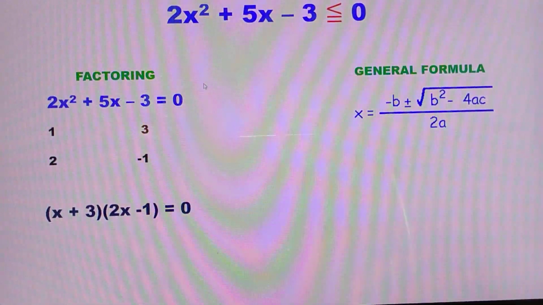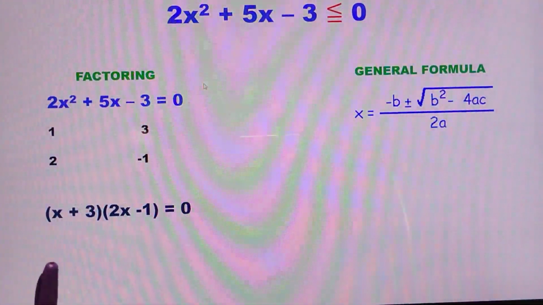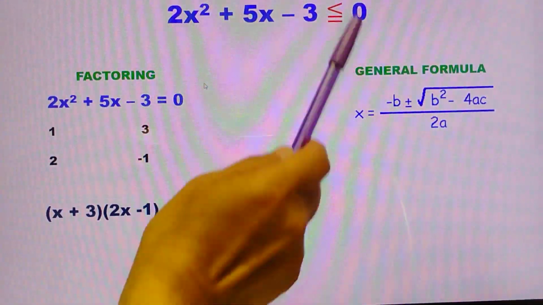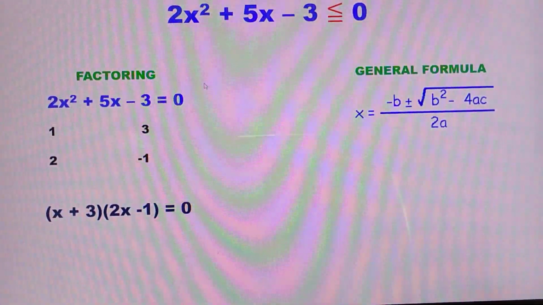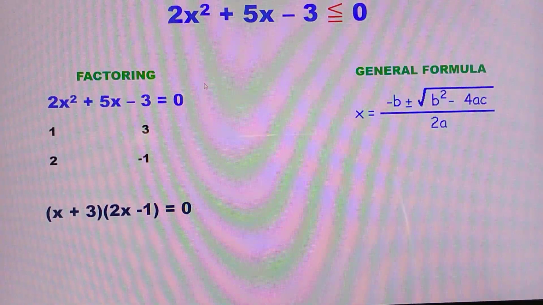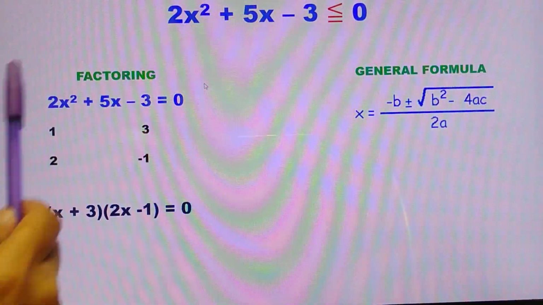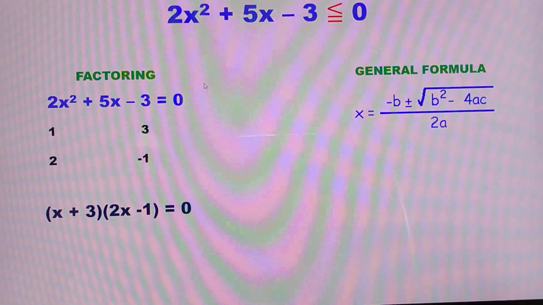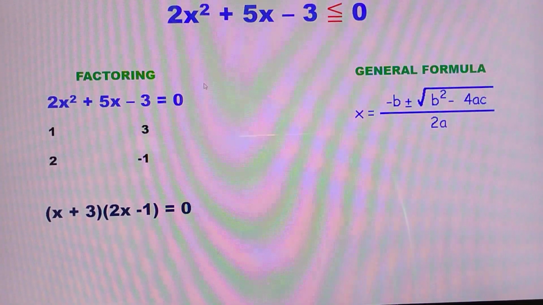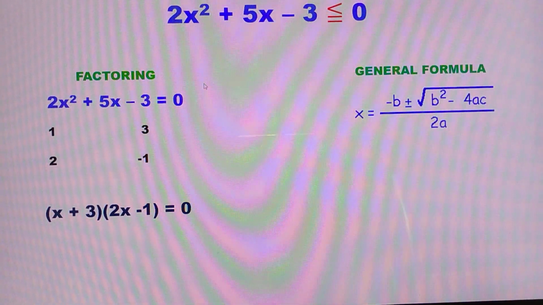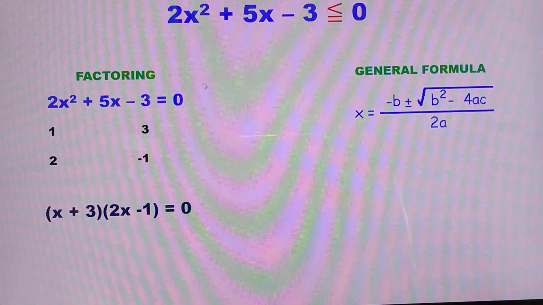Then when you have the expression in order, before the sign of inequality and then 0, we need to solve the left side of this expression as a quadratic equation. To solve as a quadratic equation, we have different methods. The first and the very common method is factoring.